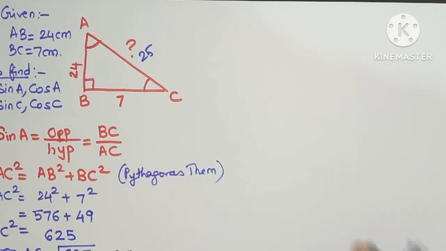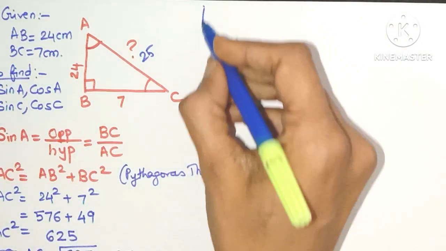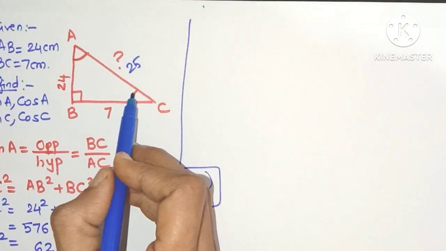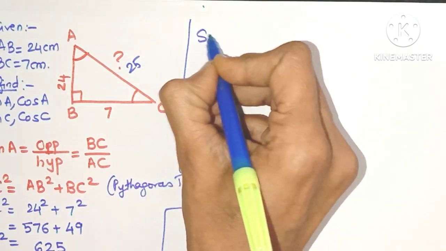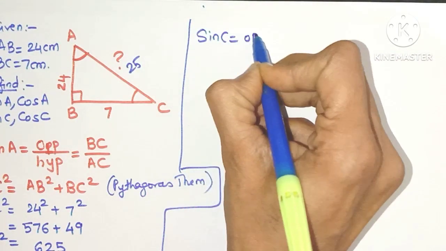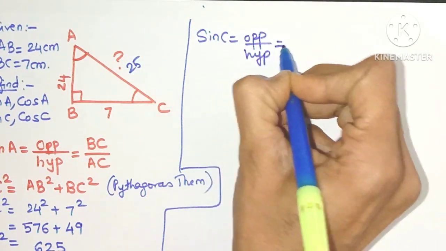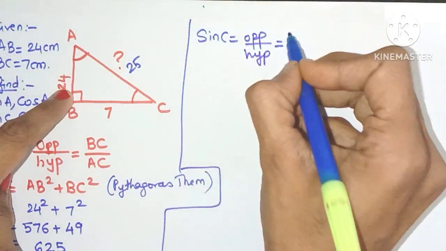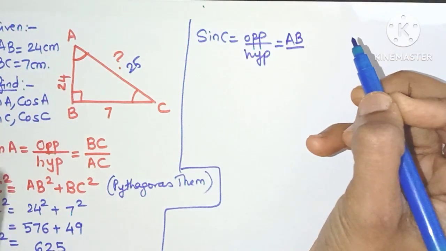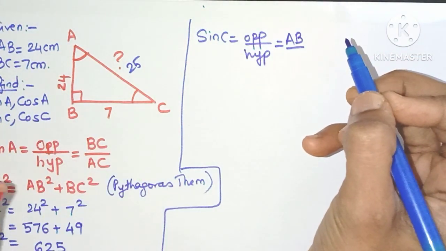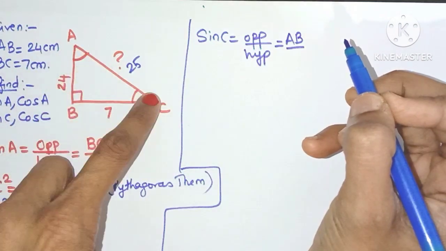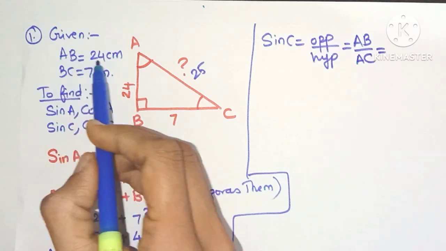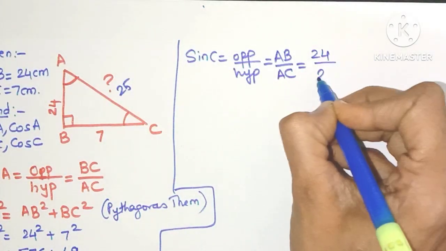Now let's quickly find sin C, cos C. So what do I need to do for this? Right, I have to change my angle here. Now I have to look at sin C. Okay, so sin C, again the formula will be the same, opposite by hypotenuse. But now for angle C, which is the opposite side? Yes, AB is going to be the opposite side. I hope you understood how the opposite side changes. And what is the hypotenuse for C? Of course, it's going to be the same, which is AC. So what is AB? It's 24 and AC is 25.